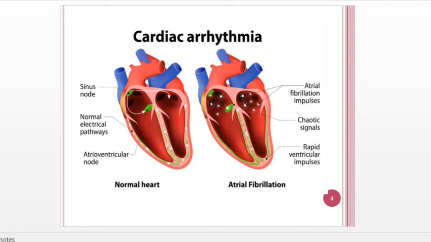So mainly it is the sinoatrial node. The electrocardiogram you already studied in physiology. So this is the normal heart, the sinoatrial node, and the normal electric pathways. What about atrial fibrillation? In atrial fibrillation, chaotic signals and rapid ventricular impulses will be there. So these are the ventricular impulses.